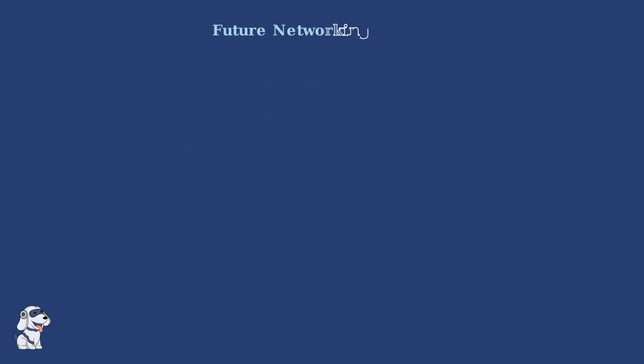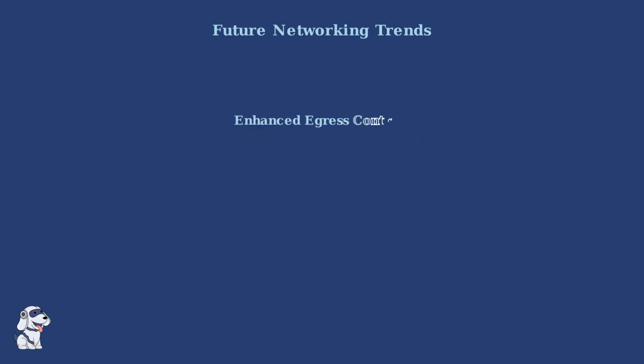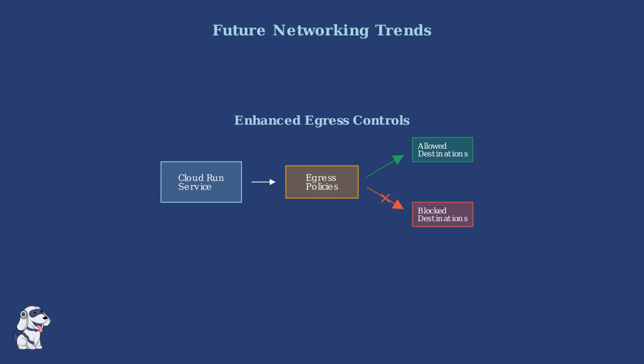Looking toward the future, Google Cloud is expanding direct VPC egress capabilities beyond CloudRun. The roadmap includes potential integration with Cloud Functions Generation 2 and App Engine standard environments. Additionally, enhanced egress controls are being developed to provide granular network security policies. These controls will enable organizations to implement fine-grained restrictions on outbound traffic from serverless environments.